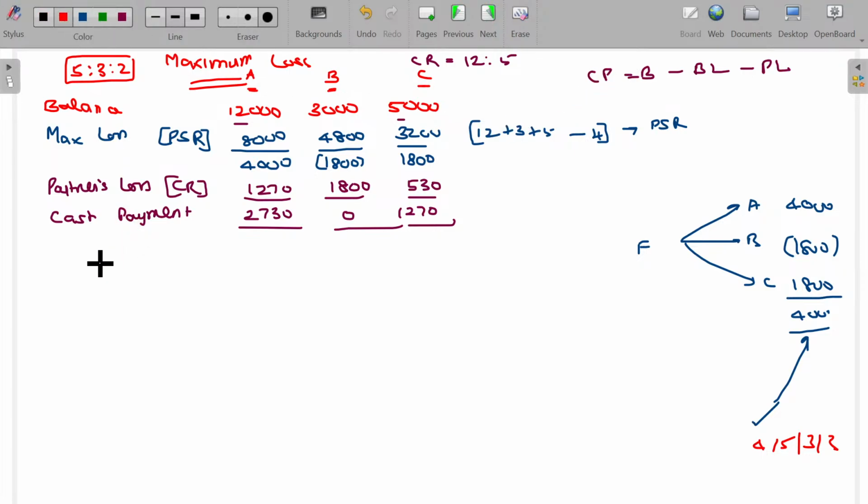Now, after the first realization, what about the balance? Balance after first realization. Come on, tell me. We have 12,000 rupees, 2,750 cash is paid, balance payable being 9,270. For B, we have not paid anything because he has to bring it. So, the entire 3,000 remains as it is. 5,000 minus 1,270, 3,730 will be the balance after first realization. Clear?